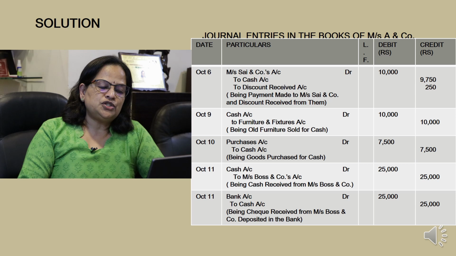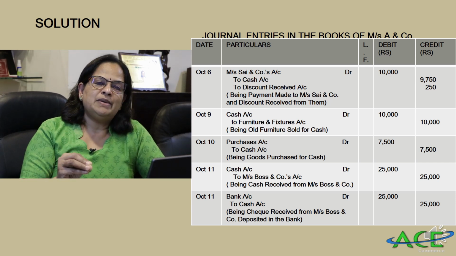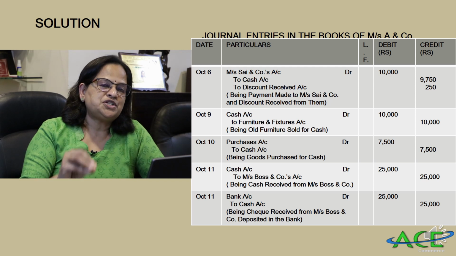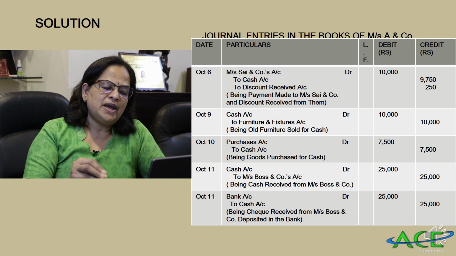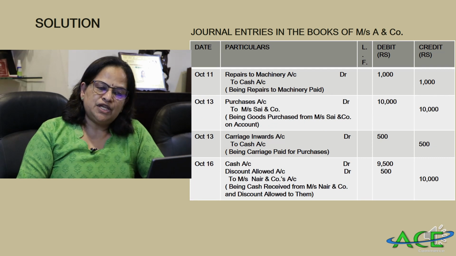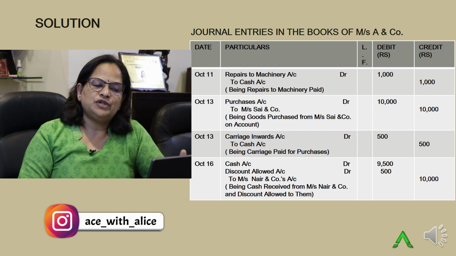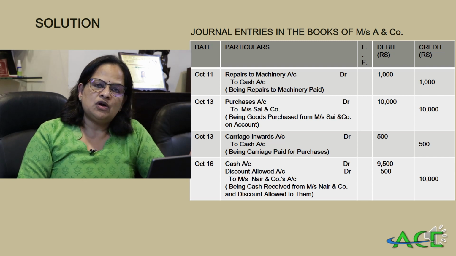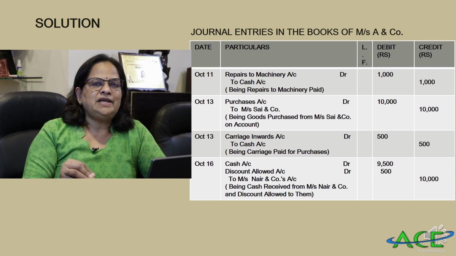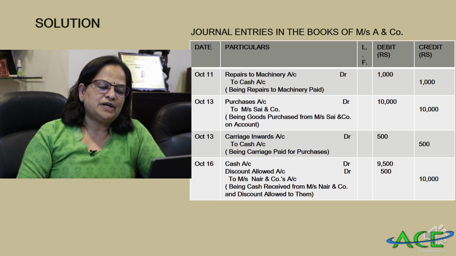Next is bank account debtor to cash account. So the check received from the party is deposited in the bank. Check received is considered as cash received. That is the transaction: bank account debtor to cash account 25,000. Next is repairs to machinery account debtor to cash account 1,000. Repairs made for the machinery. Now purchases account debtor to Sai and Company's account 10,000. Goods purchased from Sai and Company. This is a credit transaction, so we have to use the name of the party.